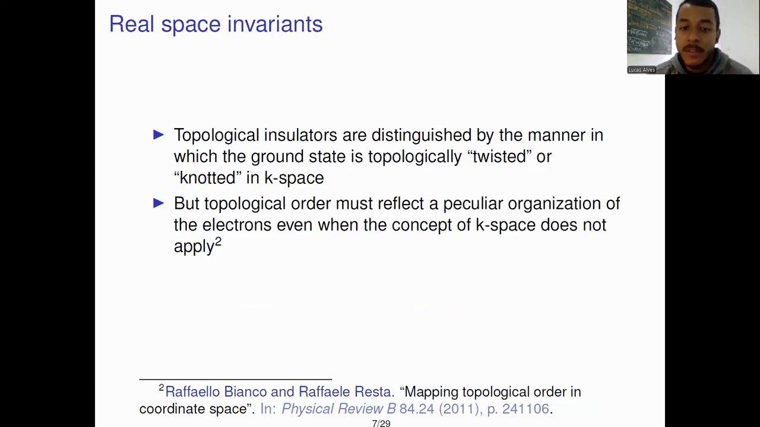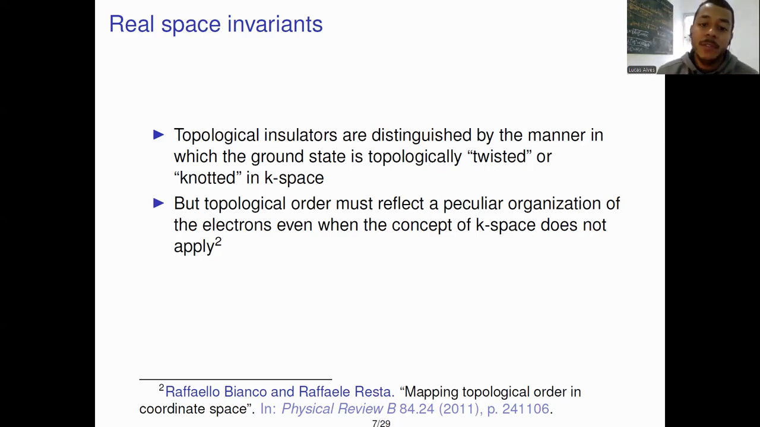As I showed before, the invariants are usually calculated from integrals over momentum space. And we do that because the topological properties here are related to the way the ground state vectors in k-space are twisted or knotted as we go through the Brillouin zone. If we start to introduce inhomogeneities in our systems, we cannot work in the same way because we are messing with the periodicity. But we still have to find a way of defining topology, even in disordered systems.